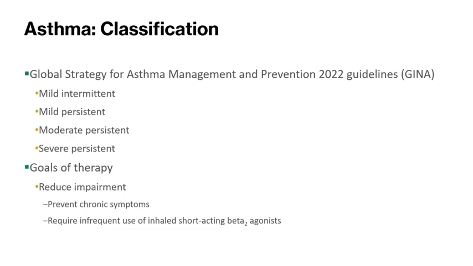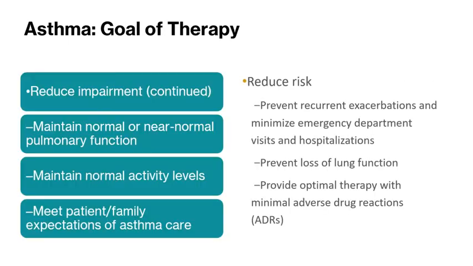The goals of therapy are to reduce impairment that is caused by asthma. We want to prevent the chronic symptoms, and we'd like to require infrequent use of inhaled short-acting beta agonists. So, maintain normal or near normal pulmonary function, maintain normal activity levels for the patient, and also meet patient and family expectations of asthma care.